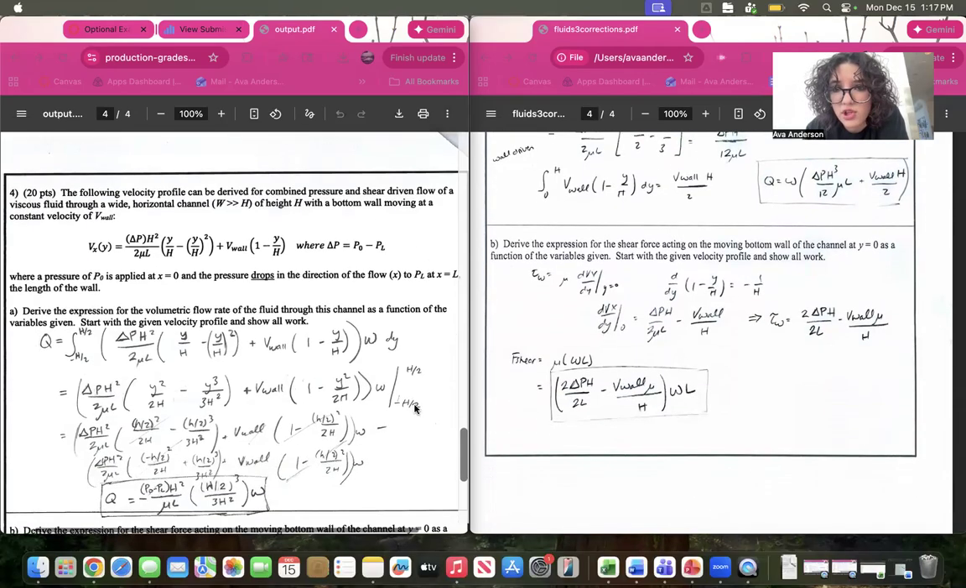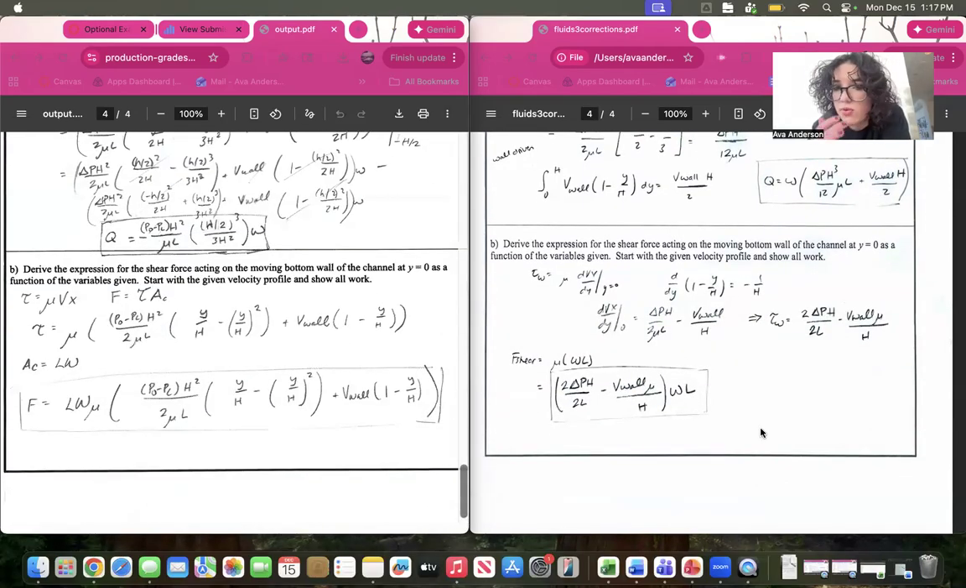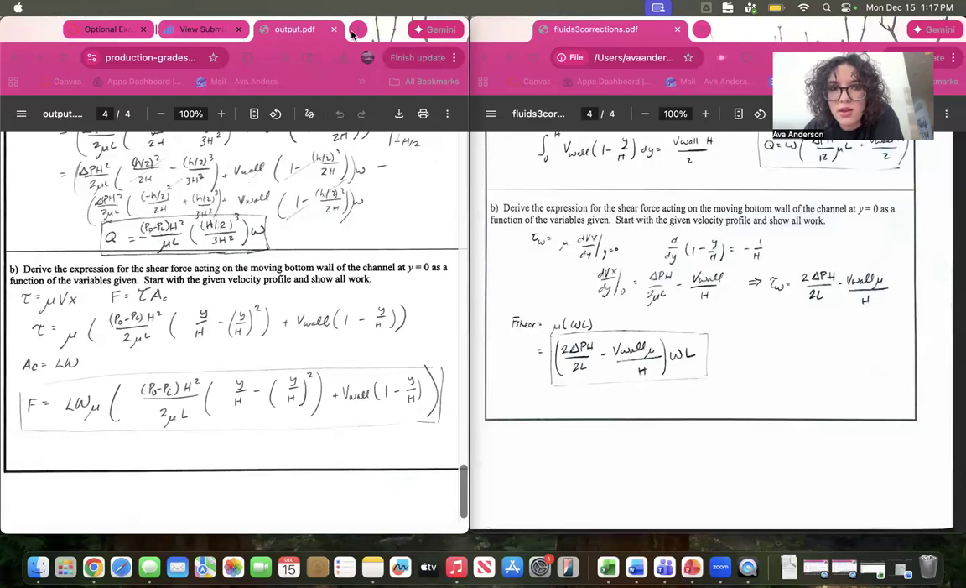Then you can solve the shear force acting on the bottom of the moving wall. You're basically solving for tau to start with, and then you multiply that tau times the cross-sectional area, which is W times L. To solve for tau, you have mu times dvx/dy at y equals 0. That ends up being 2 delta P h divided by 2L minus the velocity of the wall times mu divided by h. You can take that whole term and multiply it by WL to get the shear force.